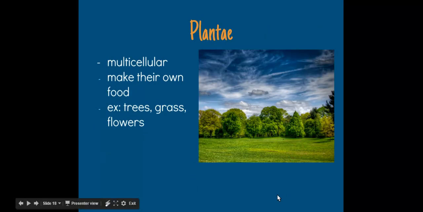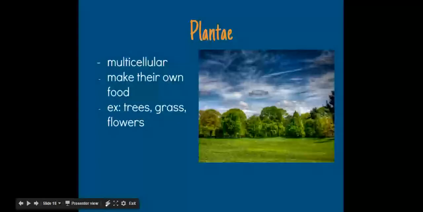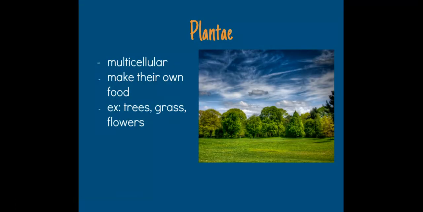In kingdom Plantae, you have plants. Plants are multicellular. They make their own food, meaning they are autotrophic. And there are millions of examples, but just in this picture alone, trees, grass, and flowers.